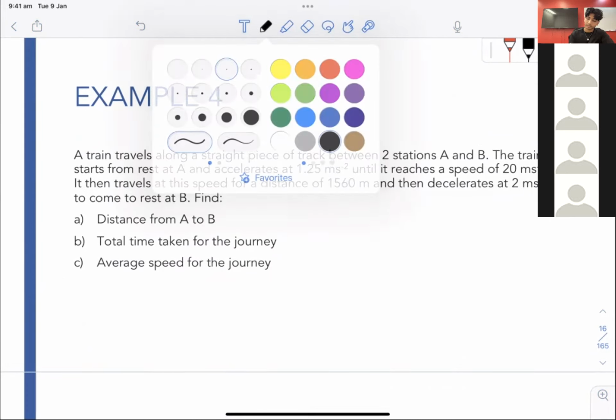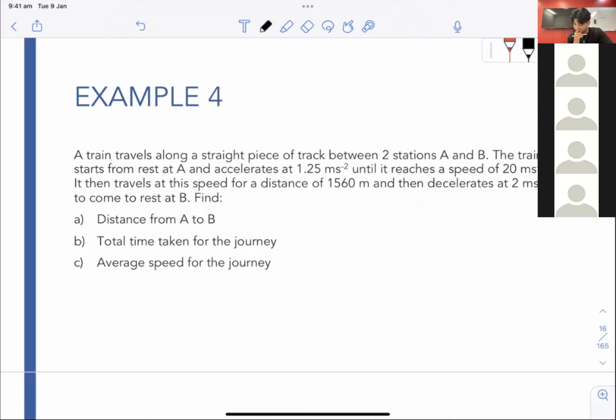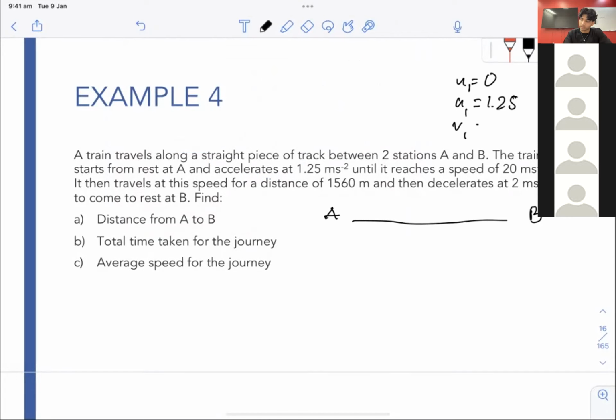All right. So it's a straight piece of track between two stations A and B. So I'm going to draw this first. Here's A, and here's B. It starts from rest at A, meaning U equals 0. It accelerates at 1.25 meters per second squared. So I'm going to call this A1, until it reaches a speed of 20 meters per second. So I'm going to make this U1 equals 0, A1 equals 1.25, and V1 equals 20.